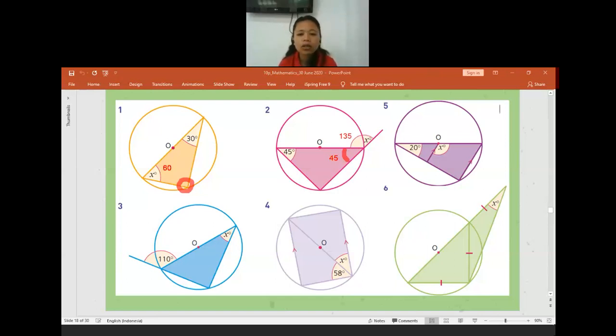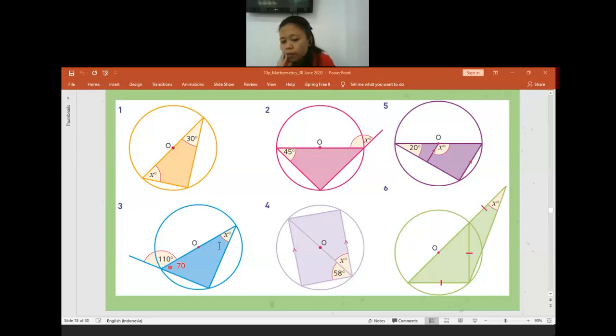How many degrees is angle x? Or maybe before we move to the angle x, you can find the angle next to 110. How many degrees is it? 70. It will be 70, right? And then is there any right angle? So the x will be how many?